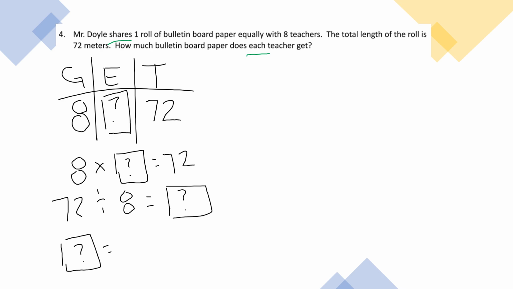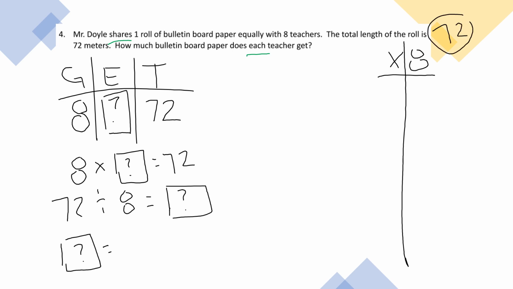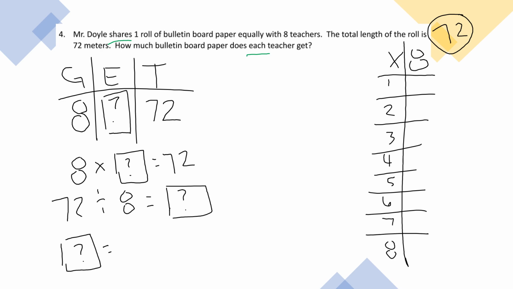All right, now this time we can use an 8 ratio table, and our goal is an answer of 72. I'm going to write my goal up here, circle it, and once I reach 72, I can stop. Okay, have my little counters here. All right, 1 times 8 is 8. 2 times 8 is 16. 3 times 8 is 24.